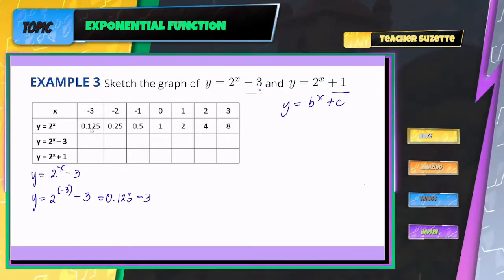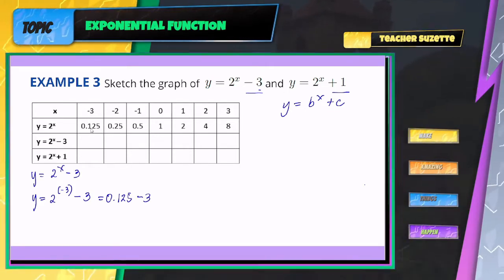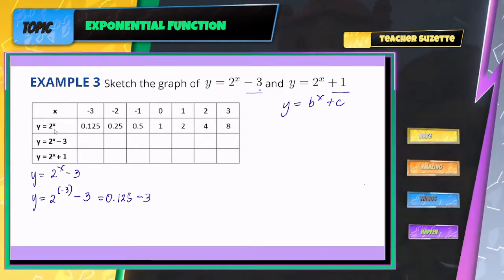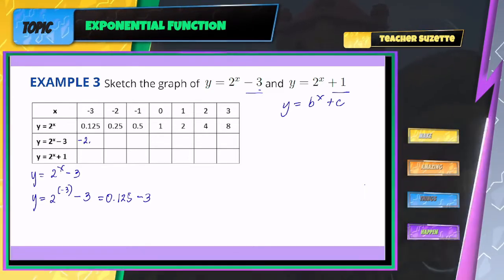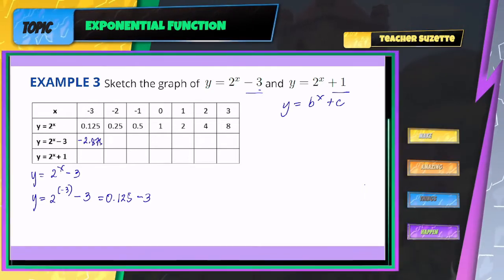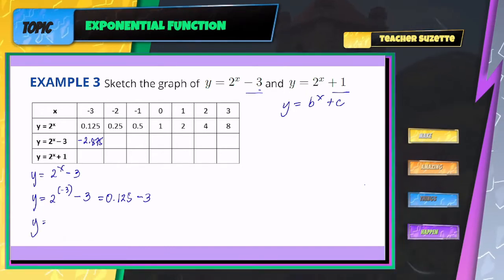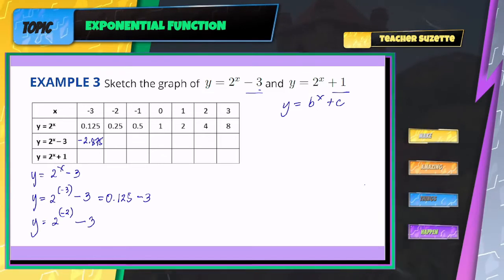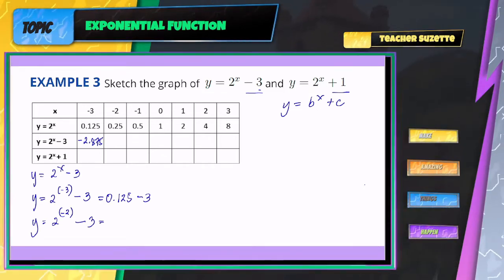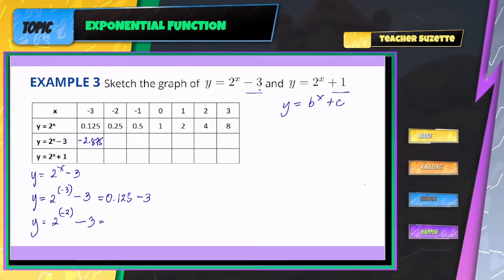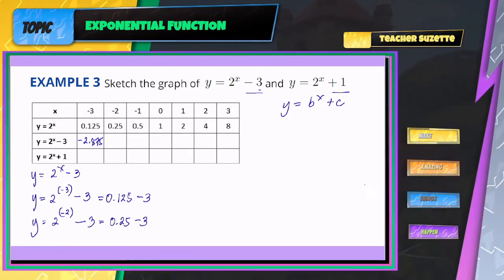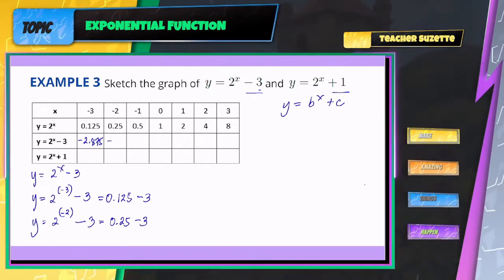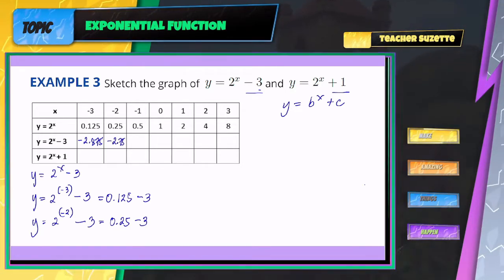minus 3. So, isolve na lang po natin. 0.125 minus 3 is equal to negative 2.875. Next, we have y is equal to 2 raised to negative 2 minus 3. Again, may value na tayo ng 2 raised to negative 2 which is equal to 0.25 minus 3. And 0.25 minus 3 is equal to negative 2.75.